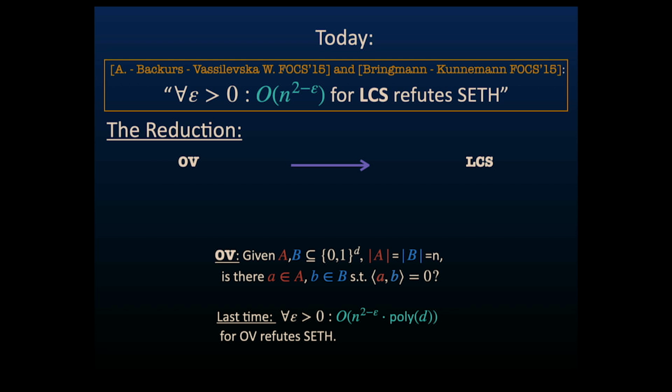Right, so OV: we have 2 sets of vectors, dimension D, just like yesterday. I'm going to color them red and blue. So the A will be red in these slides, and the B will be blue. And we're trying to find one red, one blue, such that they are orthogonal. And we've seen that getting subquadratic time, n to the 2 minus epsilon times poly D, where D is log, so this is polylog, you would refute SETH.